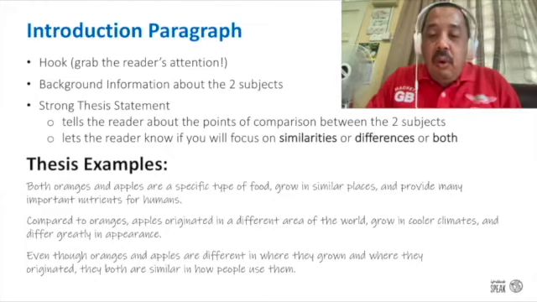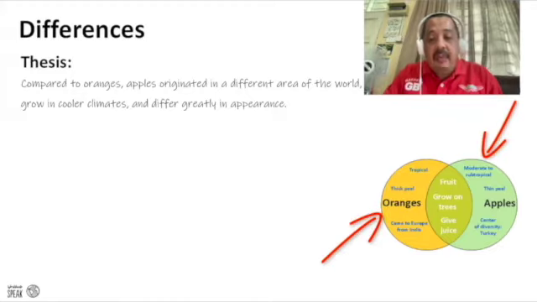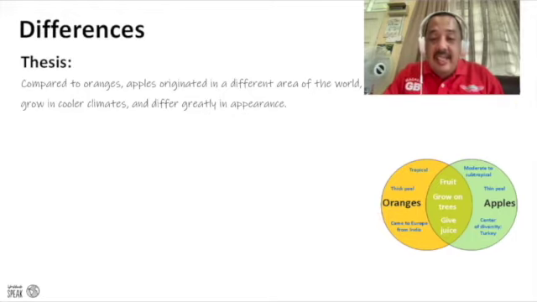Okay, I would like to go over specifically what would be inside the body paragraph for a point by point method essay. So let's just say I'm going to focus on the differences, and remember the thesis statement I showed you previously, I'm just using the same one that I did for differences. So let's say our main focus of our essay is on differences, and here is our thesis. Compared to oranges, apples originated in a different area of the world, grow in cooler climates, and differ greatly in appearance. So my 3 body paragraphs, what are those going to look like?